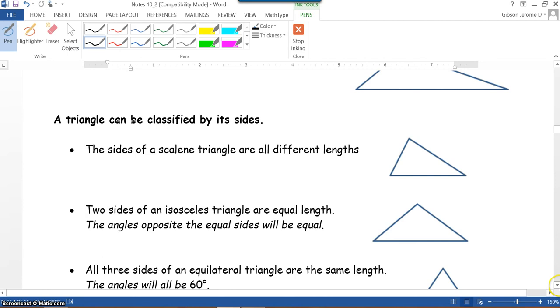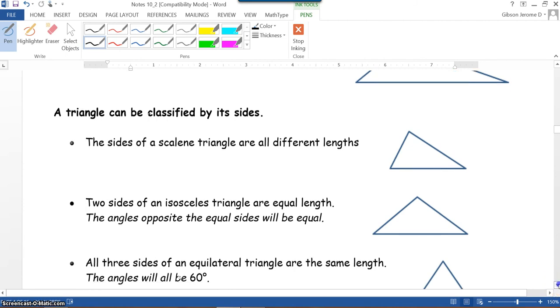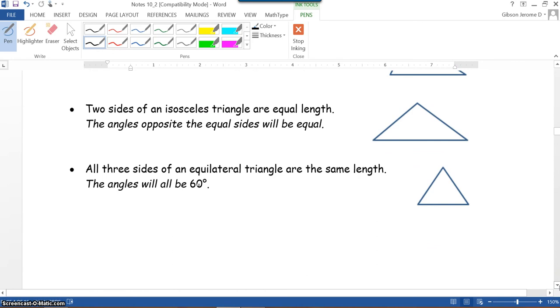A triangle can be classified by its sides. The sides of a scalene triangle are all different lengths. Two sides of an isosceles triangle are equal length. The angles opposite the equal sides will be equal. All three sides of an equilateral triangle are the same length. The angles will be 60 degrees.